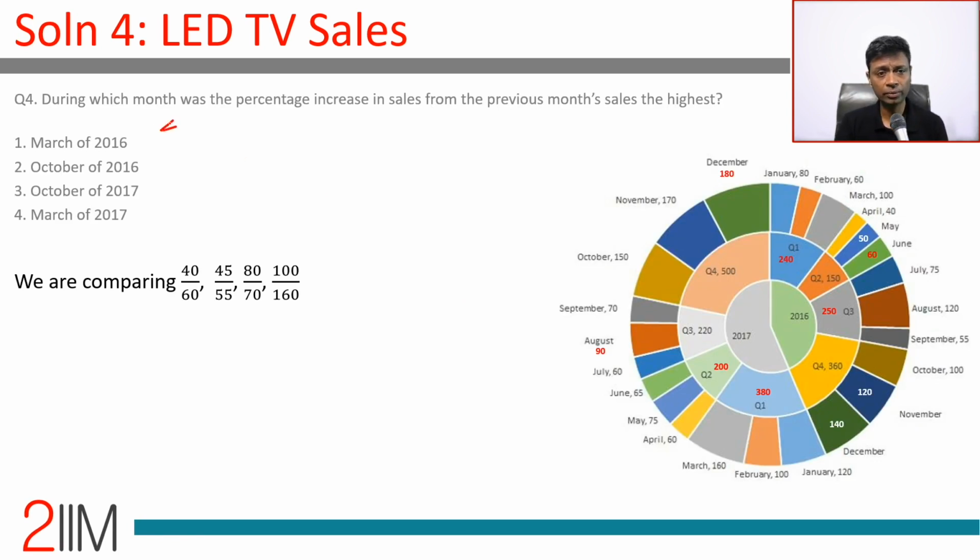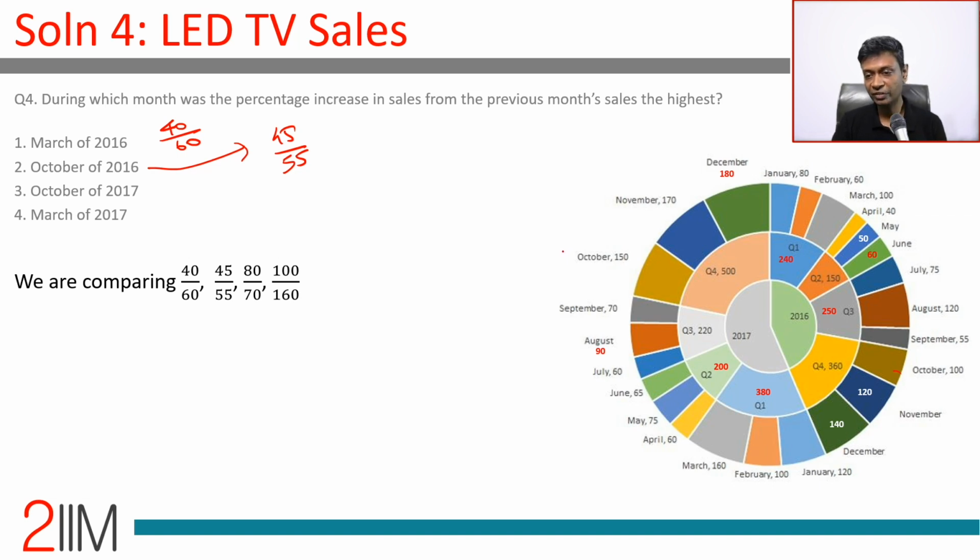Increase of 40 by 60. Difference by initial into 100, that's percentage increase. October 2016 is just 100. From 55 to 100. So this will be 45 by 55, into 100. We're just comparing, so I'm forgetting about the into 100 part. I'm going to think of them as fractions.